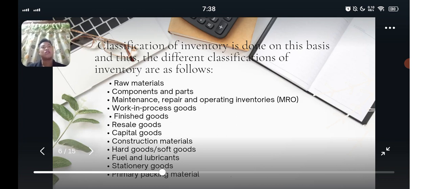Then the next one is construction materials. They include both raw materials and construction related components. Others, taking like a bridge or a building, like that.